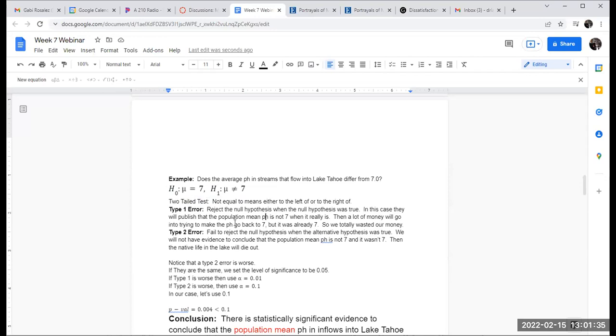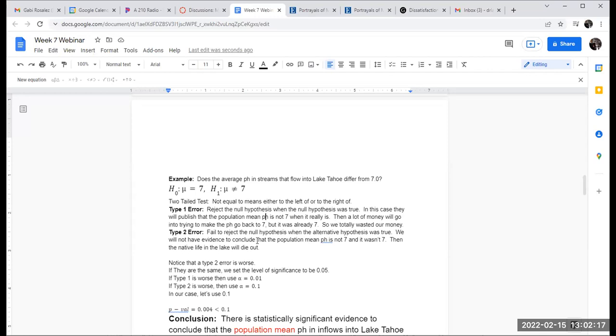So then we look at the type 1 and type 2 error. A type 1 error means that we reject the null hypothesis when the null hypothesis is true. That was our definition. So in this case, they're going to publish that the population mean pH is not 7 when it really is. So what's going to happen is they're going to say, oh no, we're destroying Lake Tahoe. We're going to need to get millions of dollars to fix the problem, when there was no problem. Big loss of money. Do you agree? Okay, so that's bad.